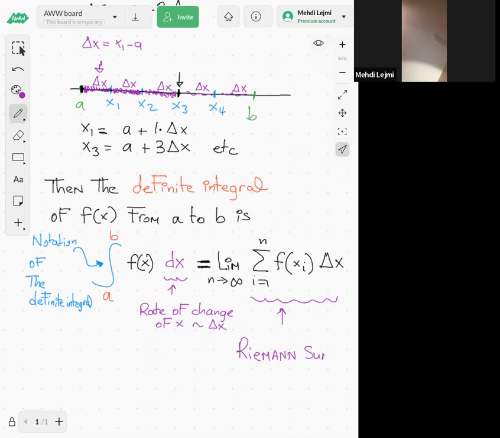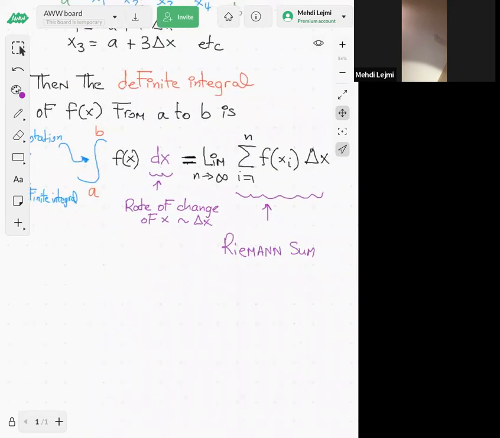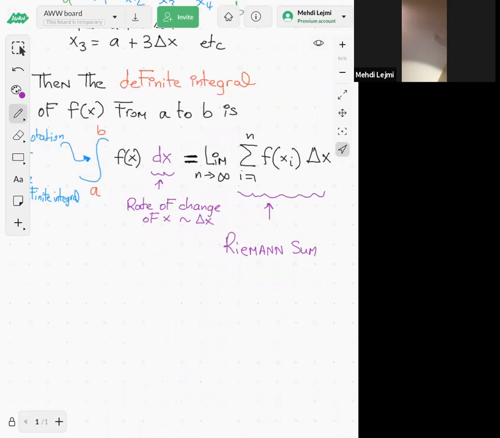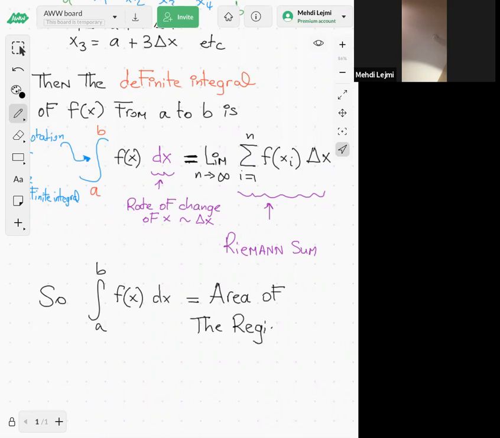And so when n goes to infinity, this limit of this Riemann sum will be exactly equal to the area of our region S. Okay, so the claim is that this integral of f of x from a to b, dx, is actually equal to the area of the region S.